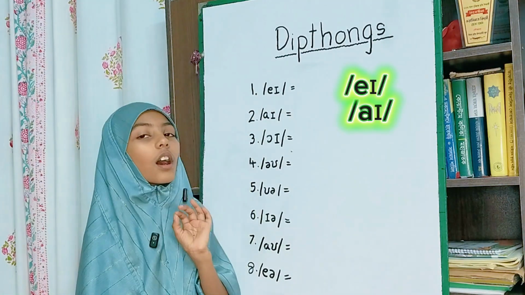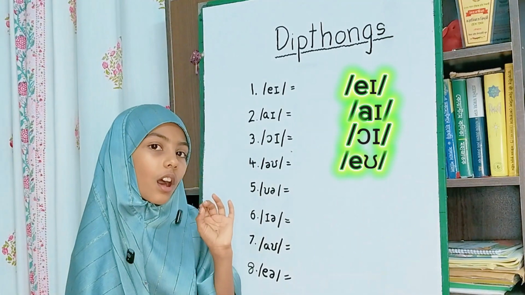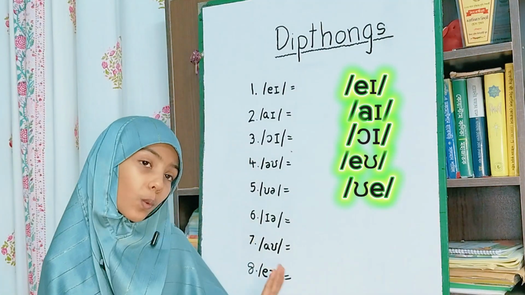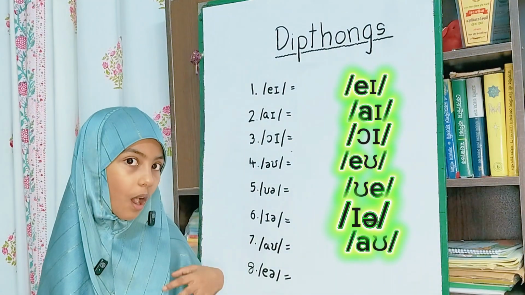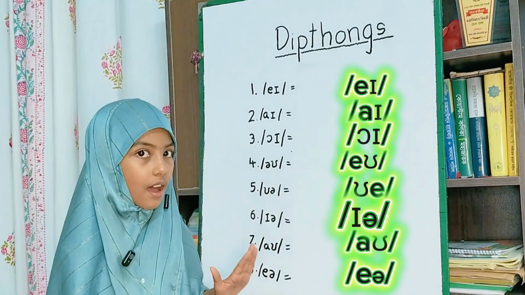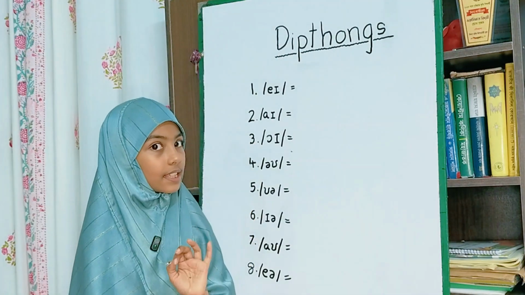A, I, oi, o, ear, ow, air. So let us talk about A.